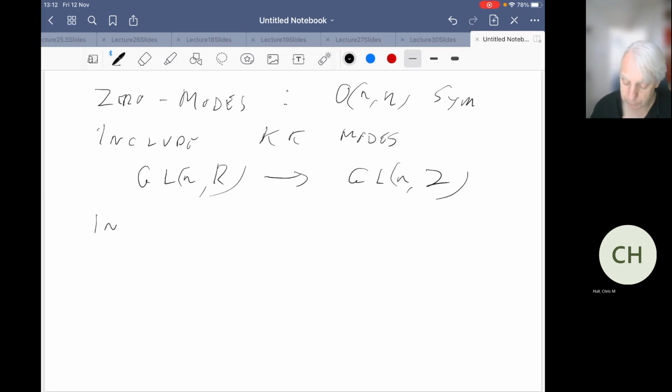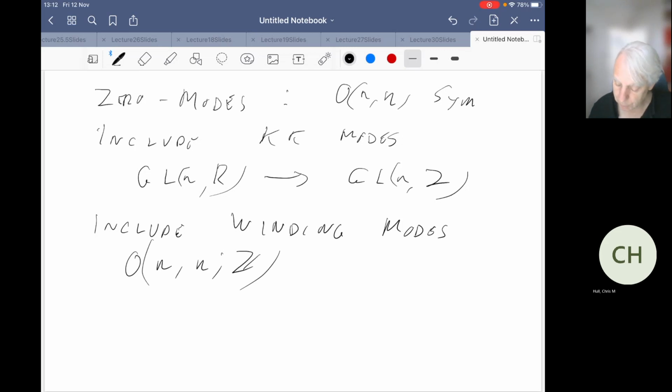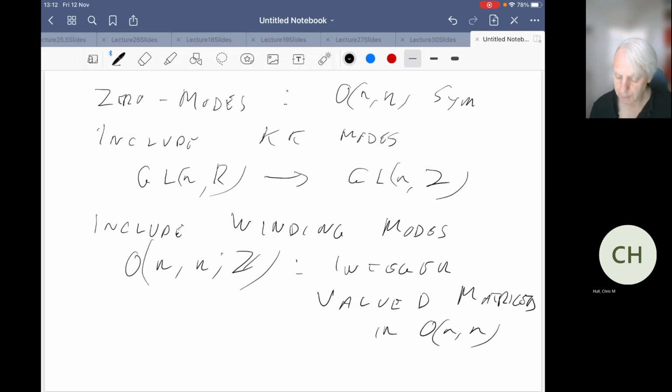And in fact, if we also include the winding modes, string winding modes, we see that it suggests that the O(n,n) is at most broken down to O(n,n;Z), which are integer valued matrices in O(n,n). In other words, elements of O(n,n) in which every component of that matrix is an integer, and whose inverse is also an integer valued matrix.